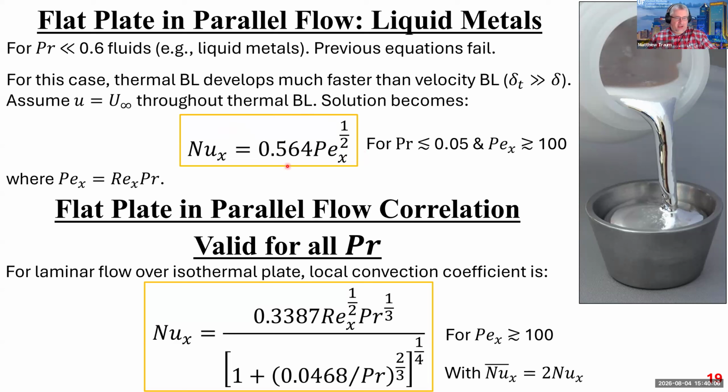So this is the correlation that you deal with for liquid metals if you're in a situation where your Prandtl number is much, much less than 0.6. It doesn't happen very often, but it happens enough that it's in the book and it's worth mentioning. Flat plate in parallel flow.